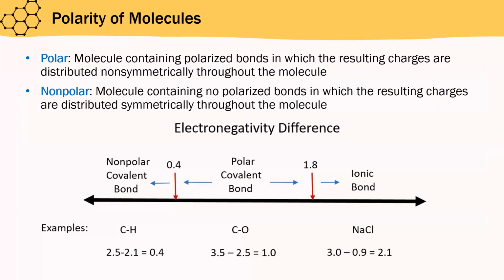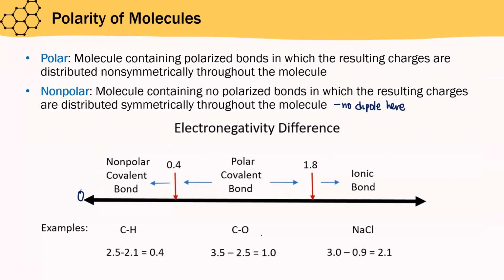Let's say you subtract the two electronegativities, and you end up with a difference between 0 to 0.4. That means you have a non-polar covalent bond. If you have a non-polar covalent bond, that means everything is distributed symmetrically throughout the molecule. That means there is no dipole here.